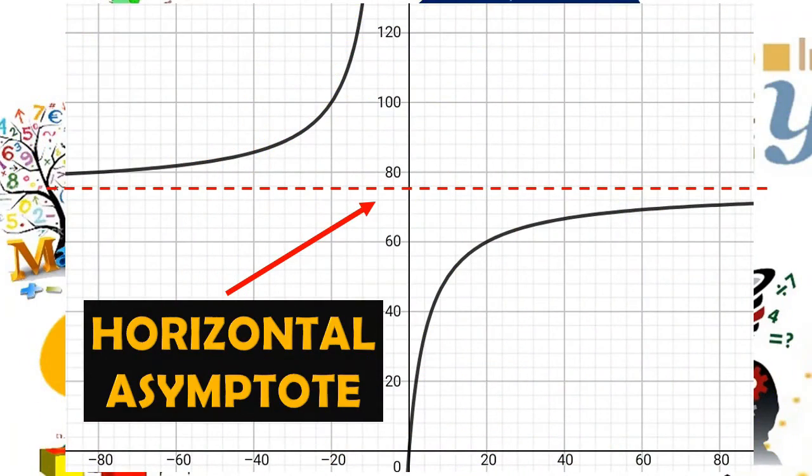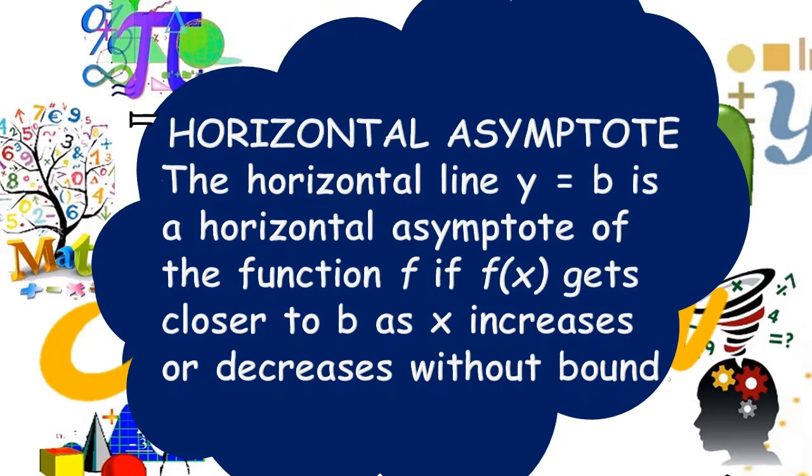Here is the graph of a rational function with its horizontal asymptote. As you can see, as x increases or decreases its value without limit, the graph of the rational function gets closer and closer.